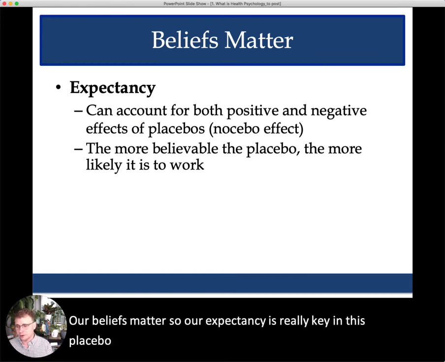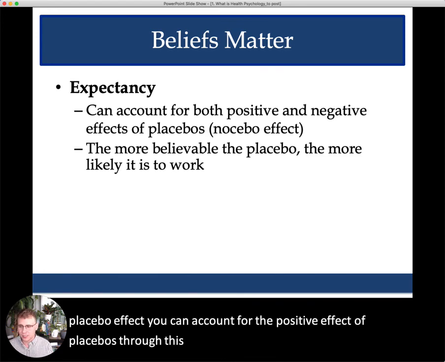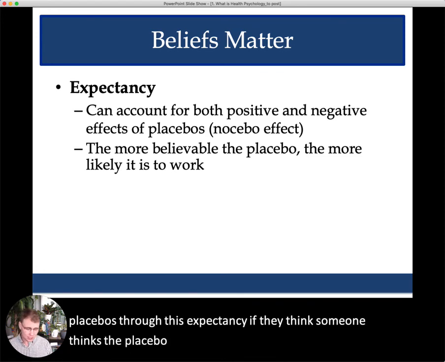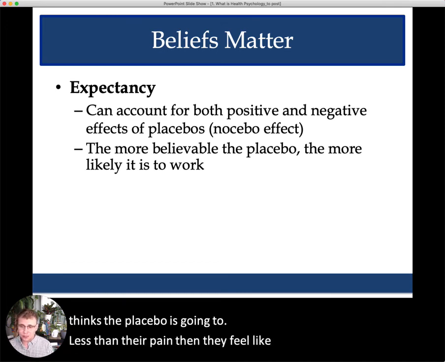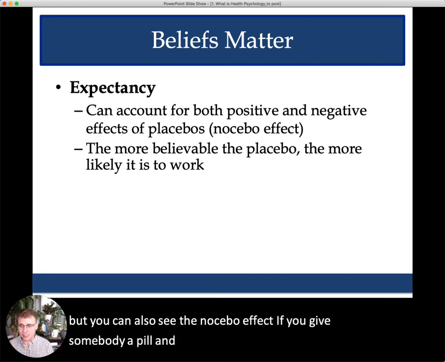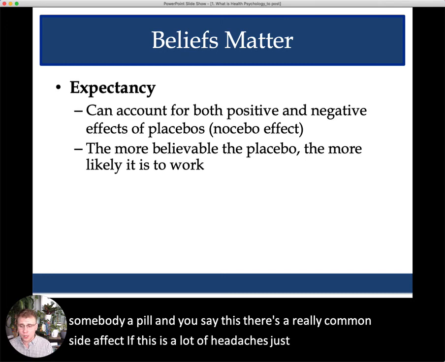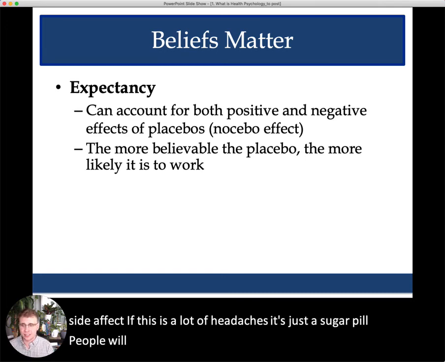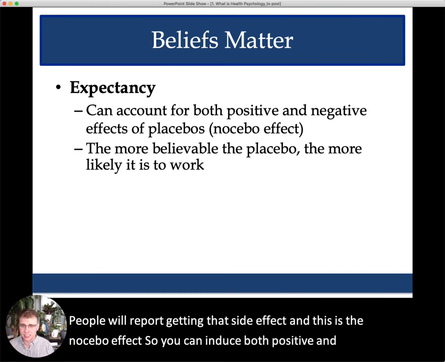You can account for the positive effect of placebos through this expectancy. If someone thinks a placebo is going to lessen their pain, then they feel like their pain is less. But you can also see the nocebo effect. If you give somebody a pill and you say there's a really common side effect of this, a lot of headaches, it's just a sugar pill. People will report getting that side effect, and this is the nocebo effect. So you can induce both positive and negative effects based on these expectancies.